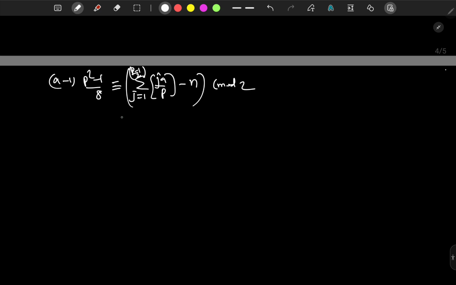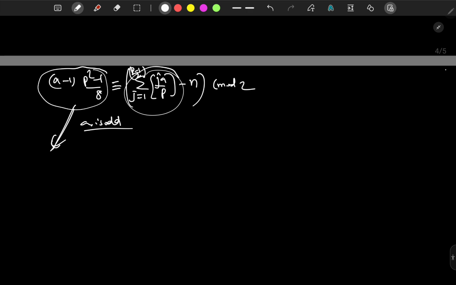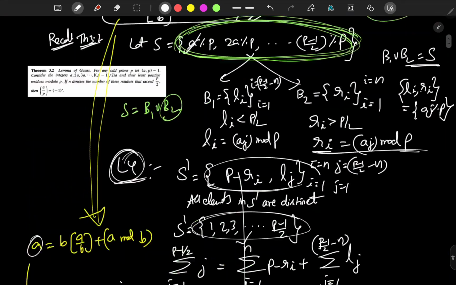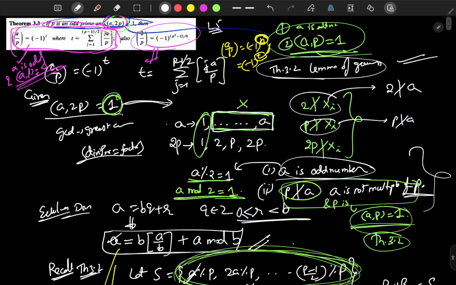After this, we took a as an odd case, and solved by taking mod 2, so this whole value becomes 0 and n becomes congruent to the sum value. When we substituted from the previous theorem, minus 1 to the power n, this is how we reached that theorem. This is a short recap. Now we will solve this one.